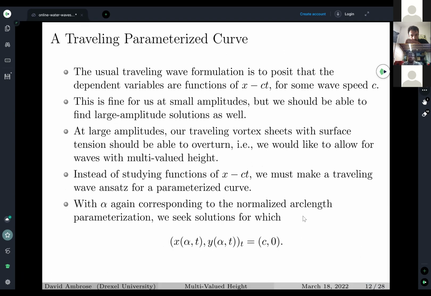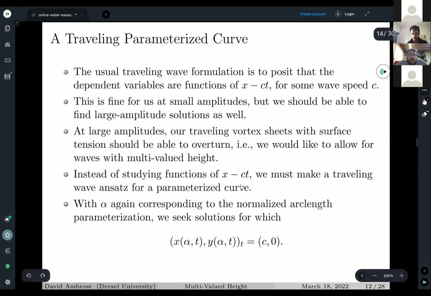Okay, so I said that we were developing a traveling wave ansatz that didn't require the assumption of single valued height. So let's get back to that. Now that I've described the equations of motion for this interfacial problem, let's get back to formulating the traveling wave ansatz. So again, the usual traveling wave formulation is to take things to be a function of x minus ct, where c is the wave speed. So we're not going to be doing that. We need to replace this with something. And so we're going to be finding a traveling wave ansatz for a parameterized curve.